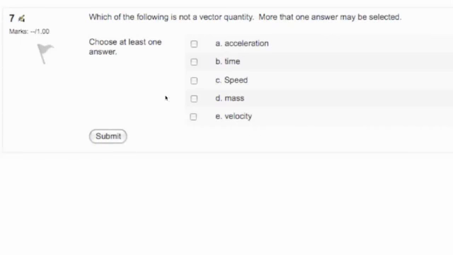And the last question we're going to deal with in this video, which of the following is not a vector quantity? Acceleration has direction, not a vector quantity. Time is not a vector quantity. Speed is just how fast, not what direction. That is not a vector quantity. Mass, not a vector quantity, but velocity is. That's the answers right there.